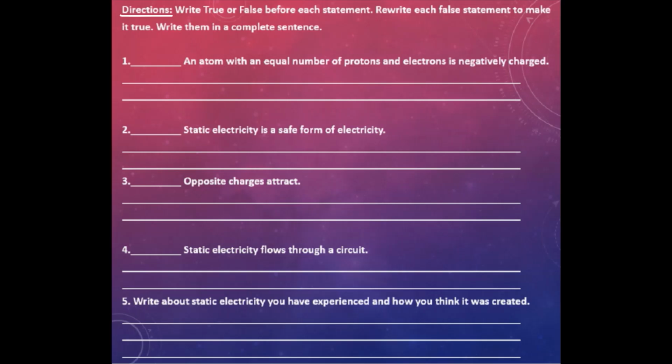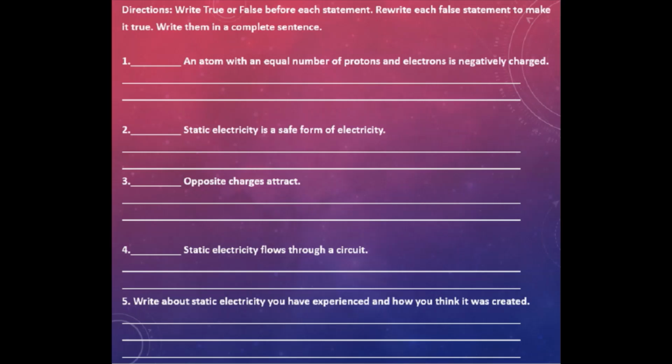So the directions say, write true or false before each statement. Rewrite each false statement to make it true. Write them in a complete sentence. Okay, so that's if you're going to write the false statement to make it true, just write that in a complete sentence. So I will go ahead and read through the 5 questions now.